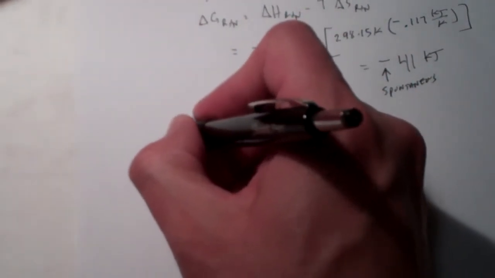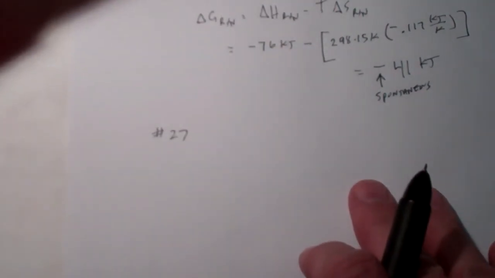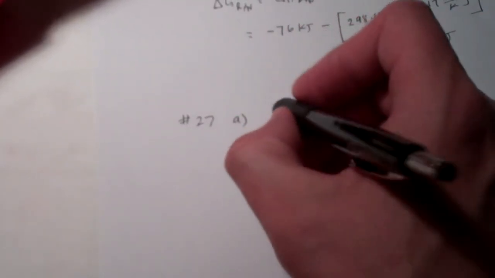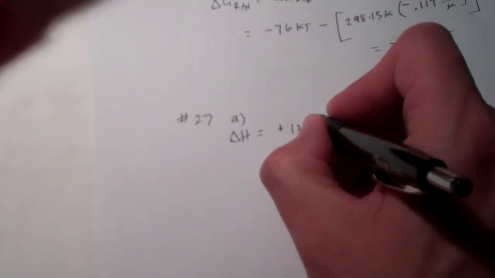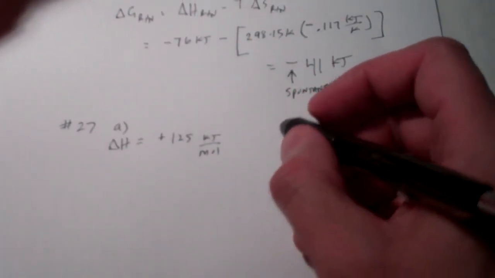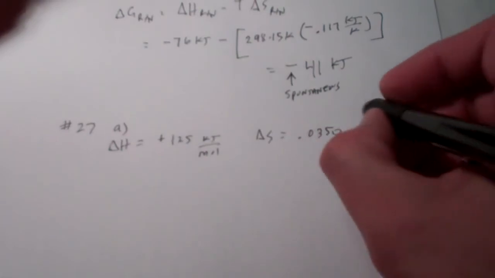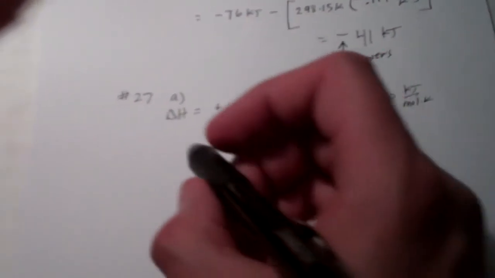Let's see, we just did number 25. So let's do one of them from number 27. Now if I could just read this off to you, instead of trying to get the book in here again. Number 27 is very similar to what we just did. This is 27A we're going to do. It says the delta H of a reaction is positive 125 kilojoules per mole, and the entropy of this reaction is 0.0350 kilojoules per mole Kelvin. Isn't that nice? That's in kilojoules for you.